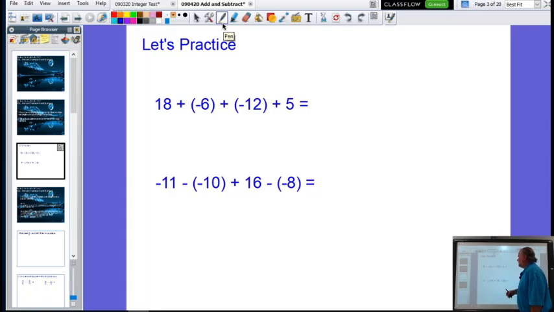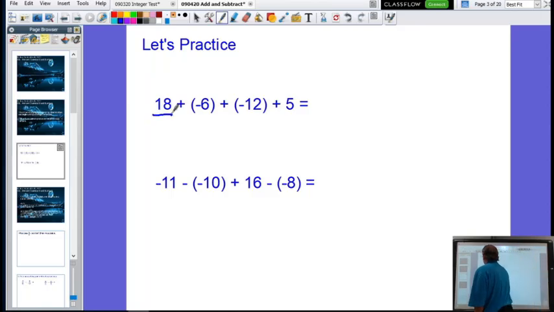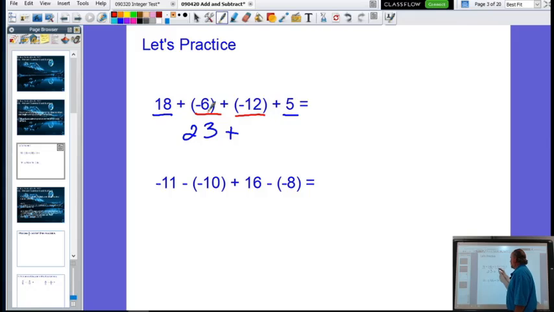Okay, so the first thing I've told you to look for is addition. Make sure the entire problem is an addition problem. So you'll notice right here, it's all addition. Okay, so if it's addition, I start putting my positives together and then I put my negatives together. So if you'll look, I've got an 18 and a 5 that I can put together. And when we add those together, you end up with 23. Plus, and now we take our negatives and put those together. So I've got a -6 and a -12. If you add those together, you get a -18.